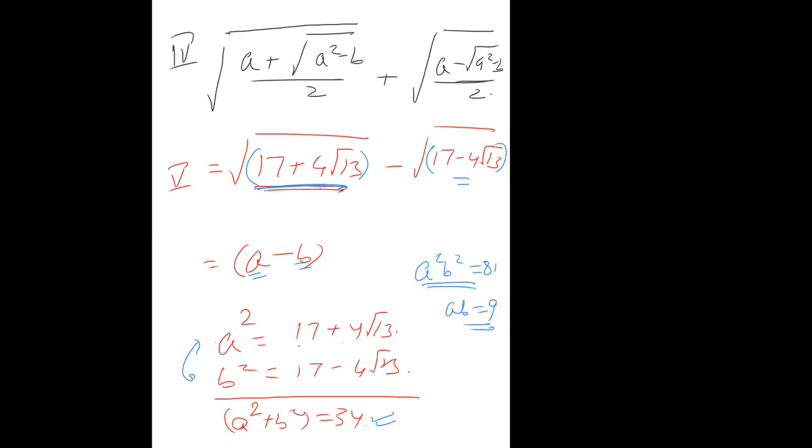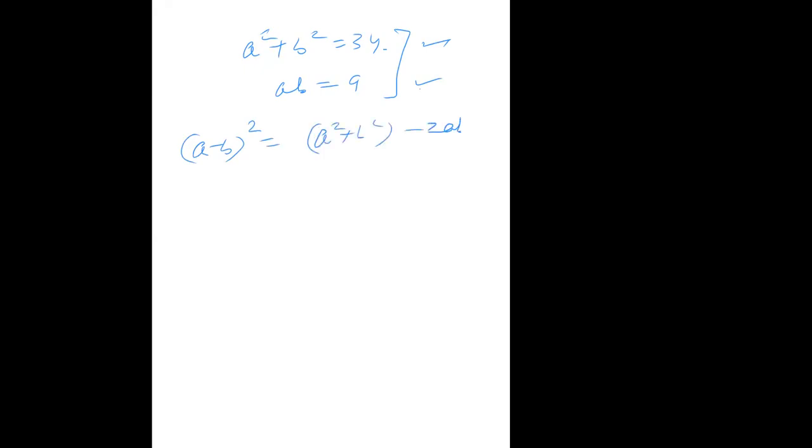And we know that we have two results: a square plus b square is given as 34, and ab is 9. With the help of these two values, we have to use the formula and find the value of a minus b. We know that (a minus b) whole square is nothing but a square plus b square minus 2ab. a square plus b square is 34 minus 18, again getting 16. And a and b are positive and a is greater than b, so I'm getting 4. How about this one?